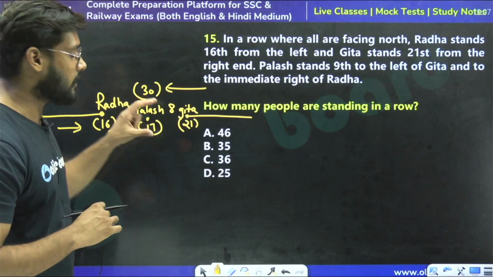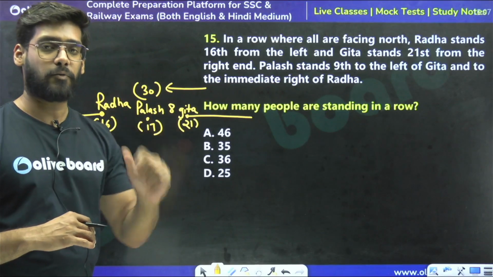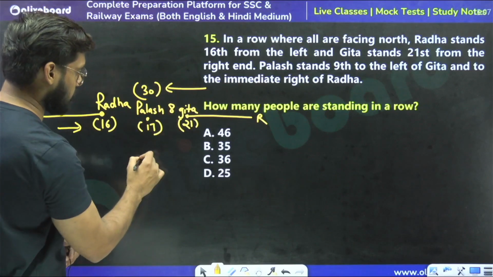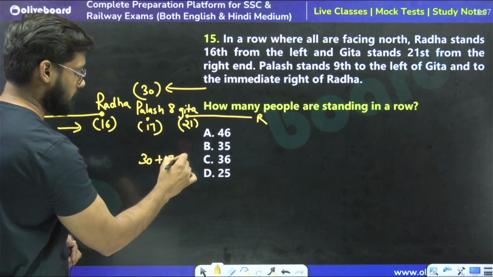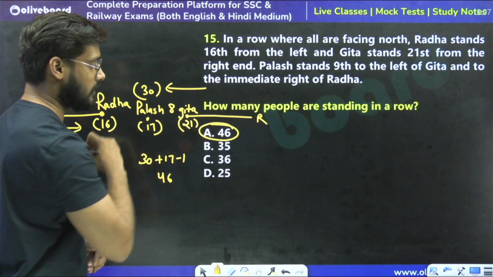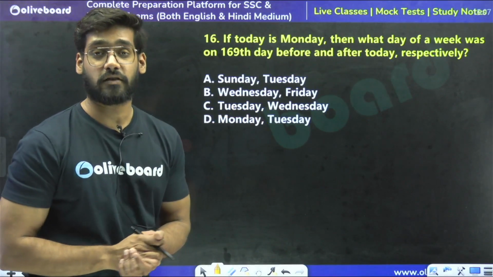Whenever we have two positions of a single person, from the left end and the right end, what do we need to do? Add both of them: 30 plus 17 minus 1, which makes 46, and hence option A is the right answer. Right? Let's move on to the next question, the 16th question, from the calendar.